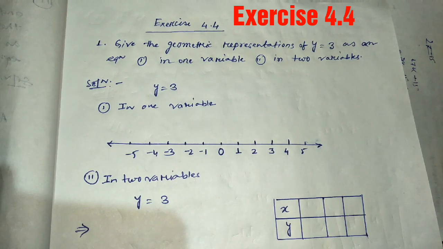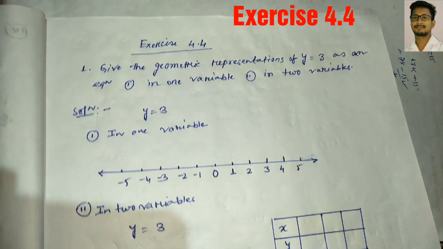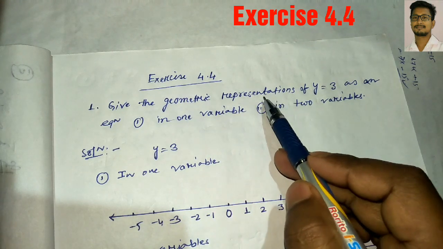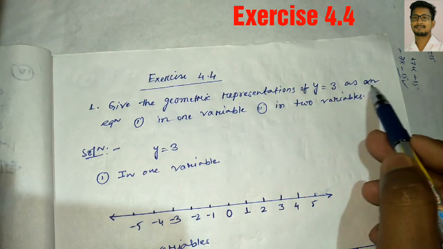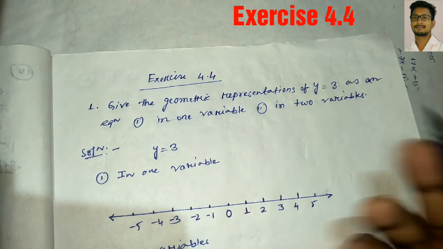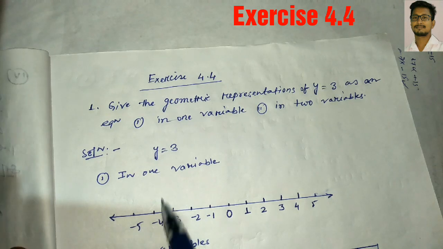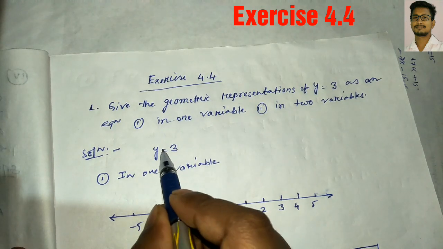Okay, now exercise 4.1. This is our last exercise from this linear equation. Done. So now you see question number 1, how it is given. Give the geometric representation of y equal 3 as an equation in one variable and in two variables, as we have learned how to express in one variable and how to express in two variables also, right? So first one is y equal 3 they have given.